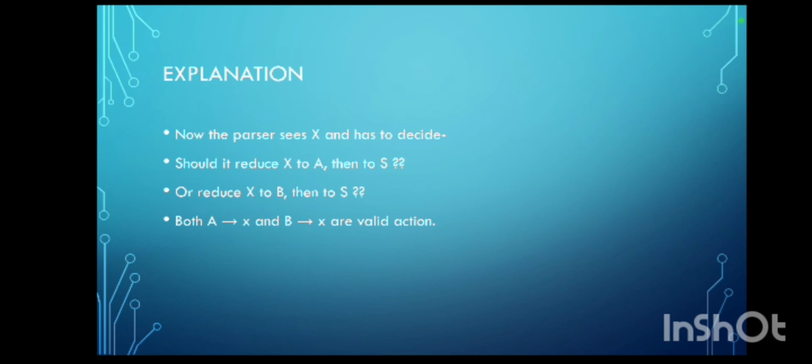So these two are conditions where S is not determined. Now both A to X and B to X are valid actions. This causes a reduce conflict because the parser doesn't know which reduction to apply after this.